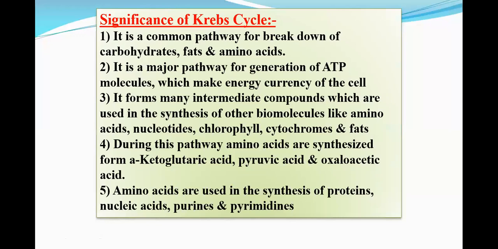Number 1, it is a common pathway for breakdown of carbohydrate, fat, amino acid. Number of times I have told you, if glucose is available, it will be the respiratory substrate. If glucose is not available, fatty acid will be used. Even if the fatty acids are absent, amino acid can be used for generation of ATP. So the preferred respiratory substrate is glucose. If glucose is not available, fatty acid. If fatty acid is not available, then even the amino acid can be used. That is the way.